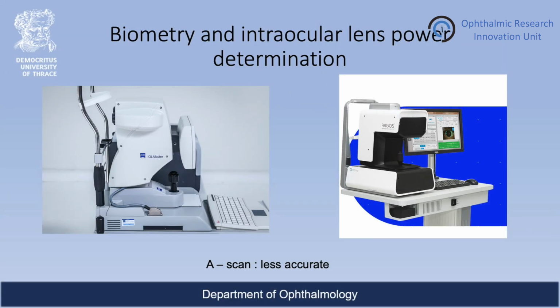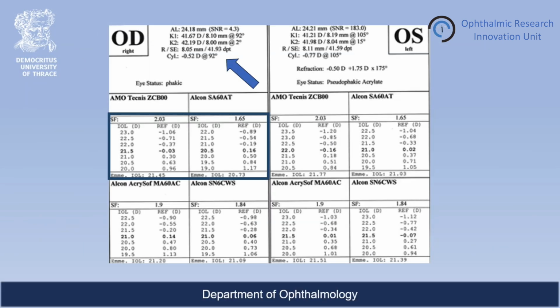One of the most critical steps in preoperative planning is the accurate determination of the intraocular lens power. Biometry is the process used to measure the eye's anatomical features, which helps in calculating the appropriate IOL power. While the A-scan is one of the methods used, it's considered less accurate compared to more advanced techniques. This slide presents the printout of biometry measurements including axial length, anterior chamber depth, keratometry values, and the calculated IOL power.